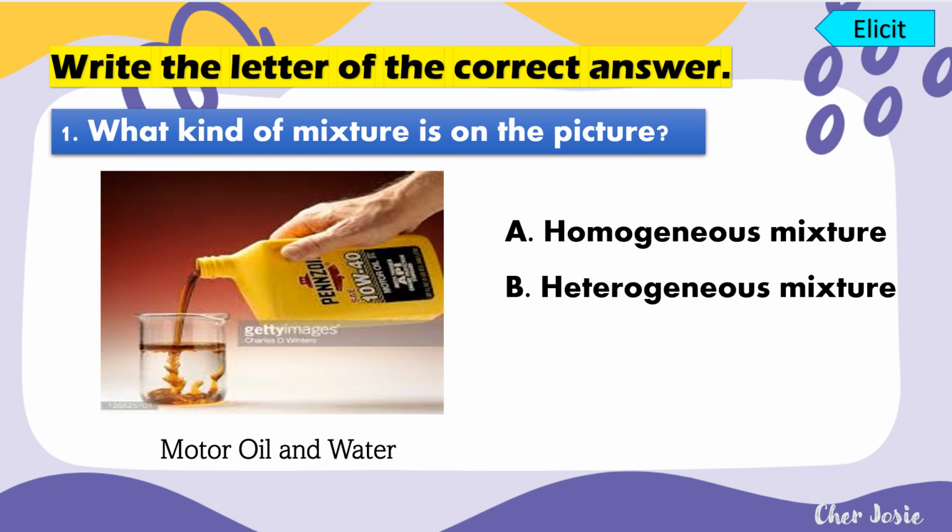In the first picture, you are going to identify the kind of mixture. We have motor oil and water. Is it A, homogeneous mixture? Letter B, heterogeneous mixture. Go. Ballpens up. The correct answer is letter B.